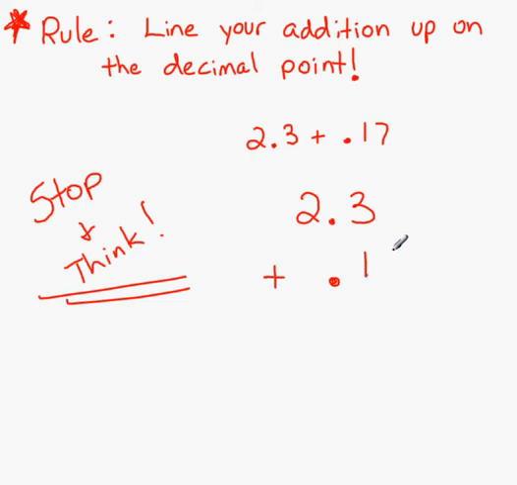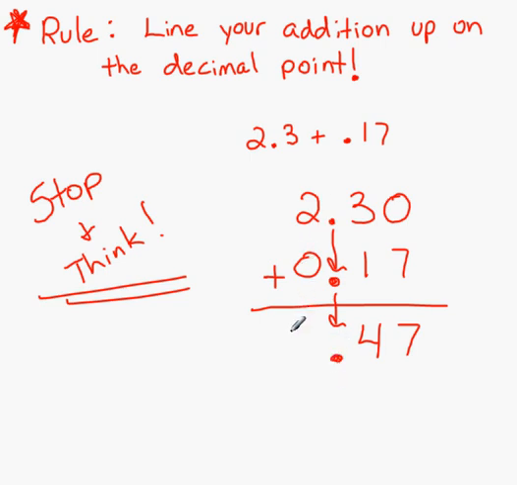We've got this floating space here and here. You have to put in your magic zeros, your placeholders, and just add. 0 plus 7 is 7, 3 plus 1 is 4. Just drop the decimal point straight down, and 2 plus 0 is 2. So there's your answer, 2 and 47 hundredths, 2.47.